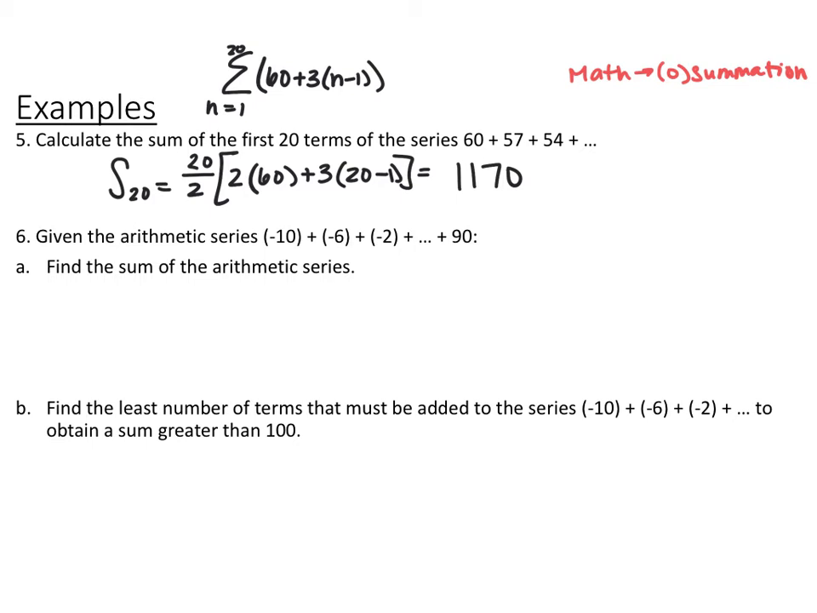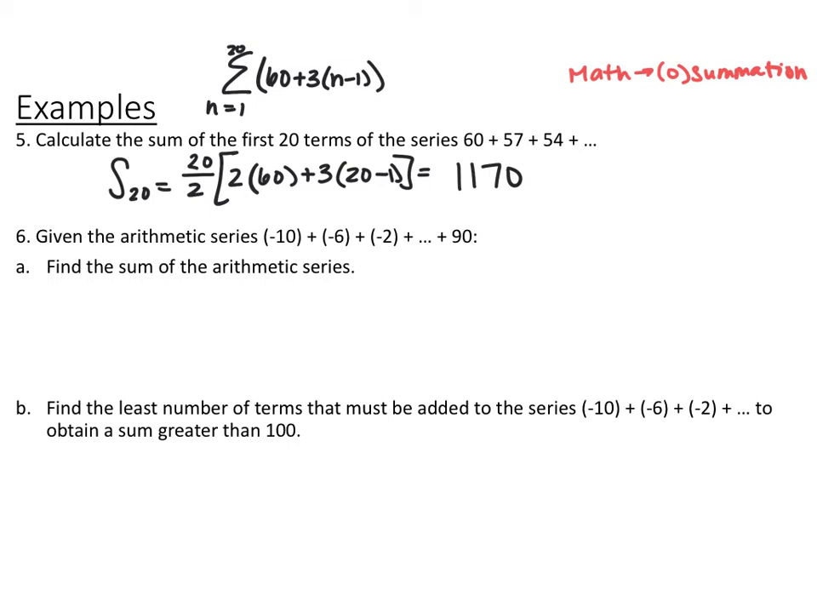To do it by hand, I just used the arithmetic series formula, and since I didn't know the last term, I used the one that was n over 2 times 2 times the first term plus the common difference times n minus 1. So n was 20, the first term was 60, and the common difference was 3. Plug all that in my calculator, and I end up with the sum of the first 20 terms is 1,170.